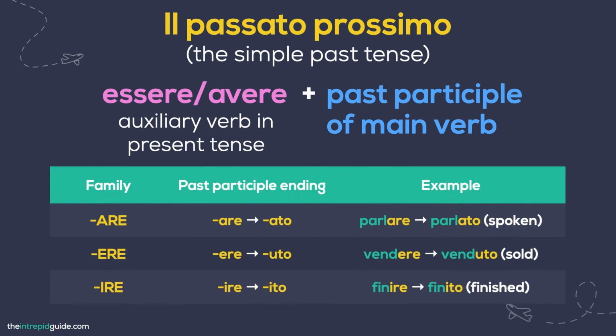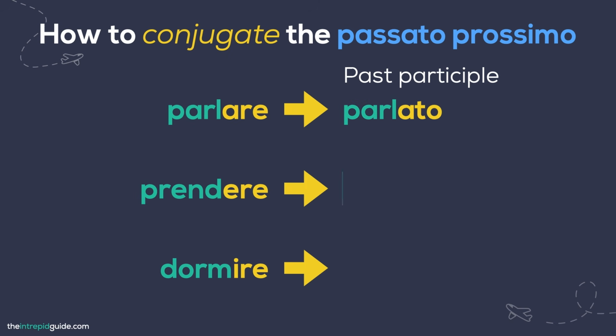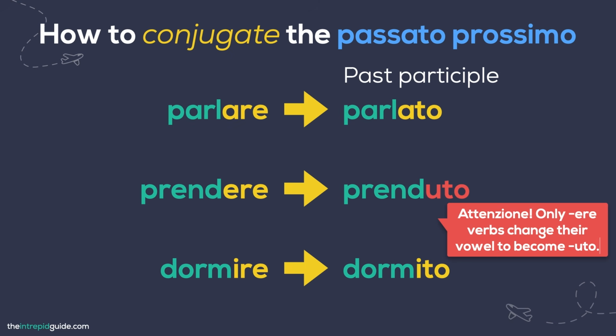Here's how to form the past participle. For ARE verbs, it becomes ato. For example, parlare becomes parlato. For ERE verbs, it becomes uto. For example, vendere becomes venduto. And for IRE verbs, it becomes ito. For example, finire becomes finito. So pattern shortcut number 3 is: drop the infinitive ending and replace it with ato, uto, or ito, according to the family vowel. Only ERE verbs change their vowel to become uto.